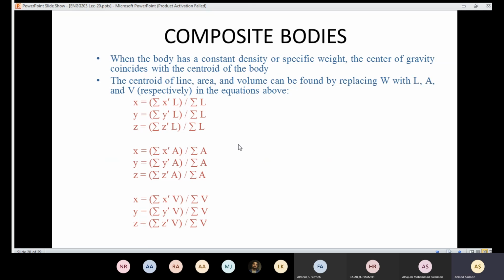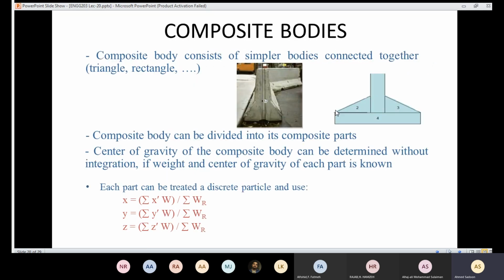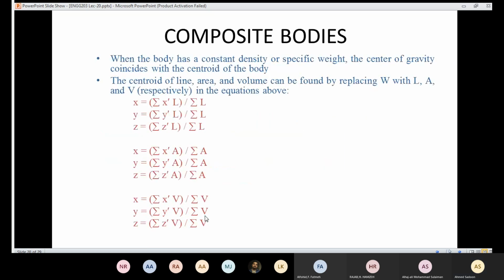So we say that the centroid is very important. If you want to get the volume centroid, you are going to replace W here with V. If you want to determine the area centroid, you are going to replace the W with A. If you want to get the centroid for a line, you're going to replace the W with L. So also for the composite bodies, I'm going to determine the line centroid using this formula, or the area centroid using those formulas, or the volume centroid using those formulas.